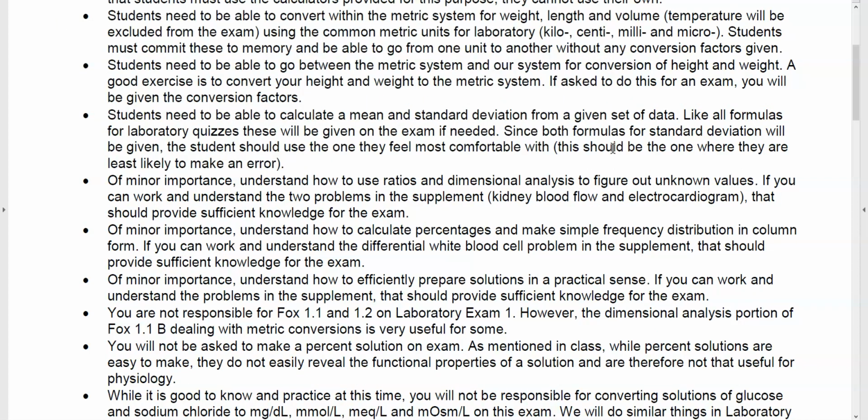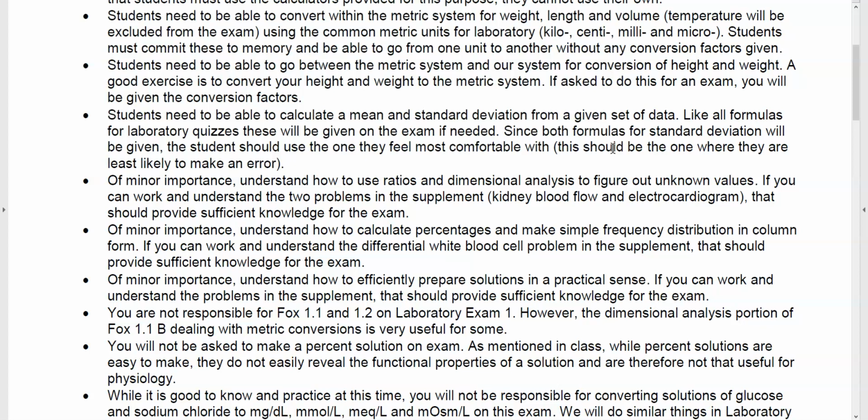Of minor importance are the percentages for the white blood cell frequency distribution. I'm not going to worry about that right now, because later on this semester in lab, we're going to do a differential white blood cell count, actually. So why would I test you on it now if we're actually going to incorporate it into some lab?